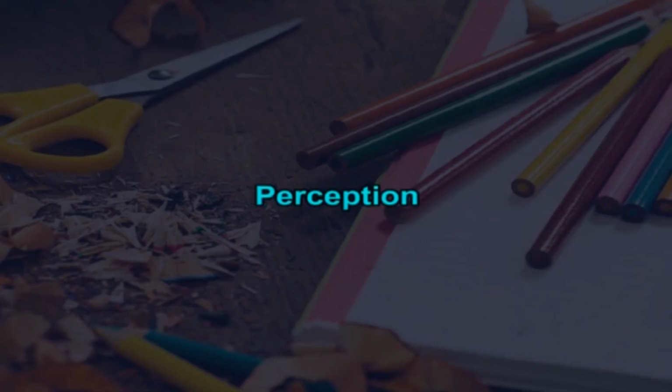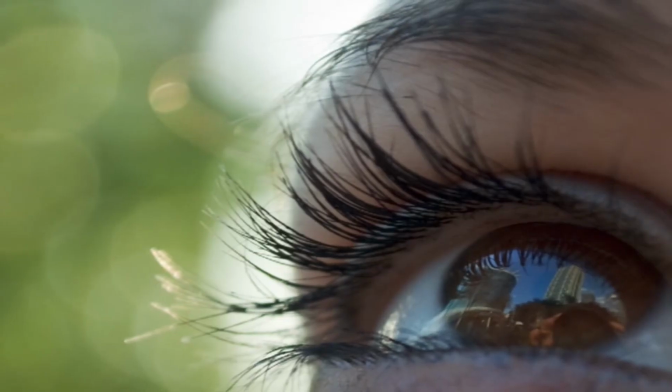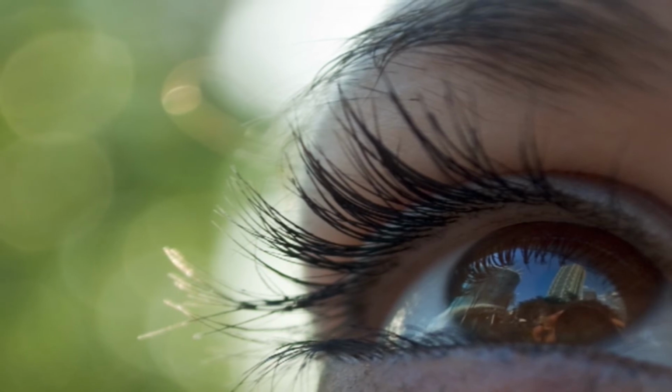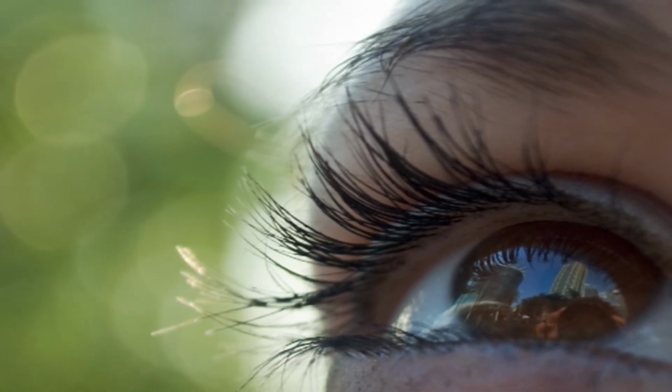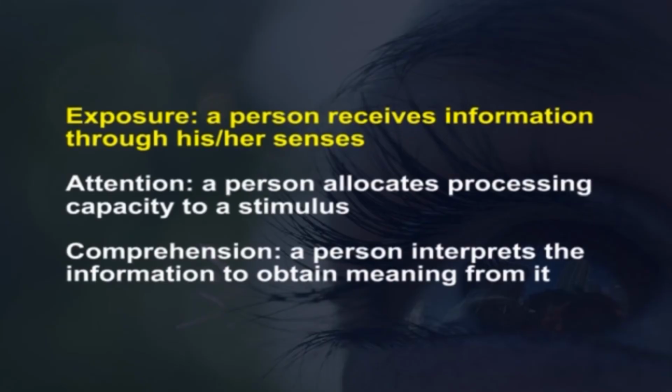The next important factor that affects learning is perception. Perception is the process through which a person is exposed to information, attends to the information and comprehends the information. Exposure: a person receives information through his or her senses. Attention: a person allocates processing capacity to a stimulus. Comprehension: a person interprets the information to obtain meaning from it.